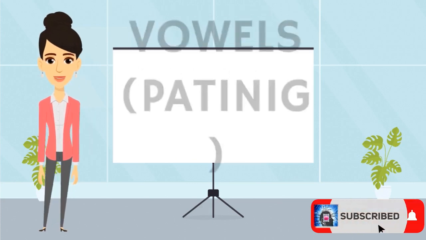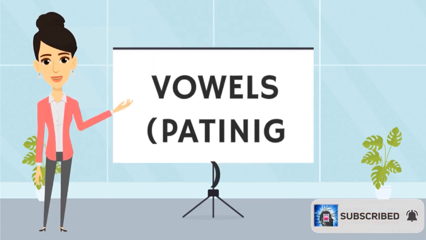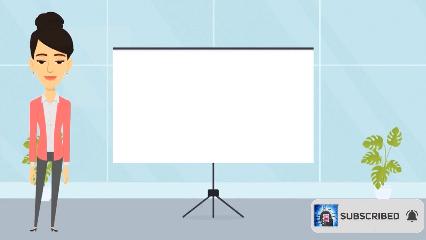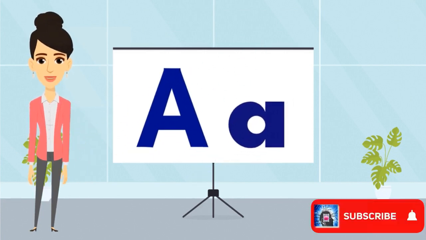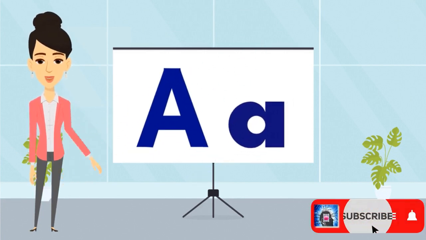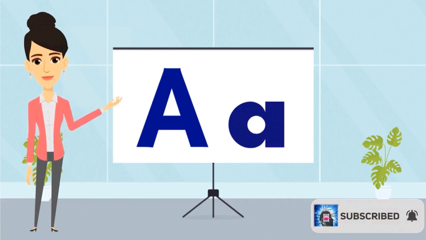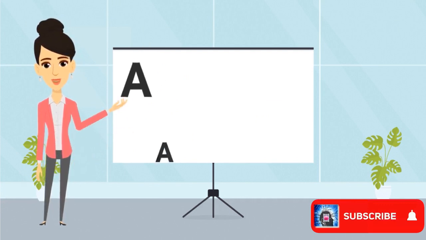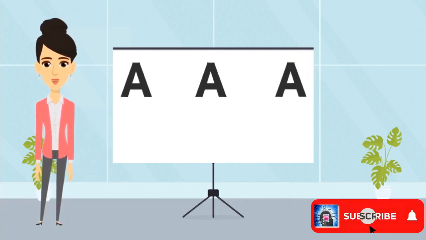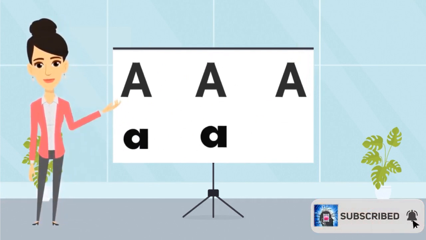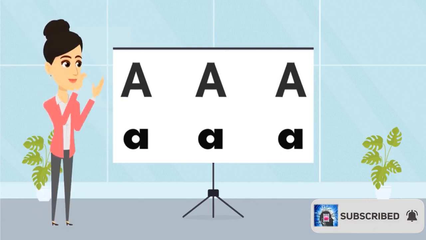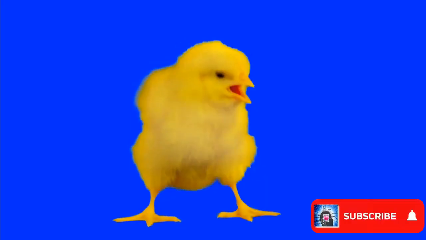So ngayon ay magbabasa tayo ng mga vowels o patinig. Ang basa nito ay A. Kasabayan mo ko. A. O ikaw naman. A. A. Mahusay!